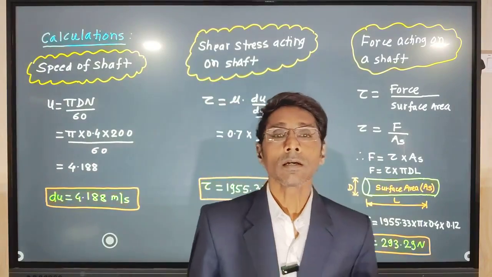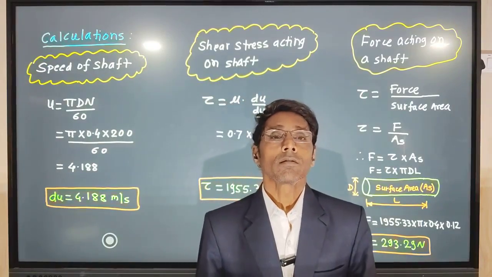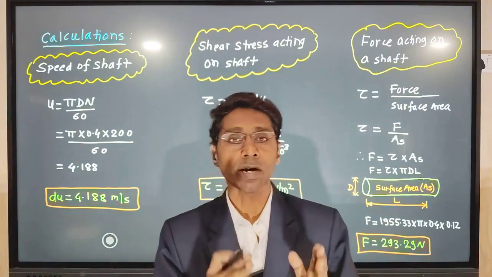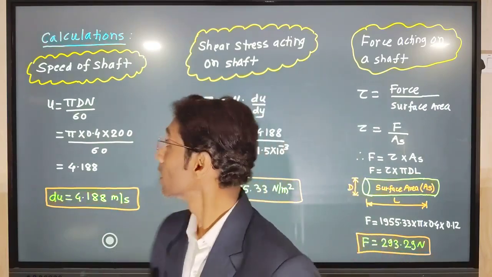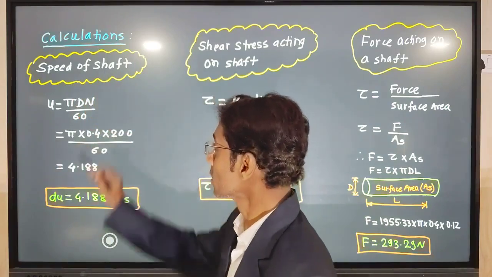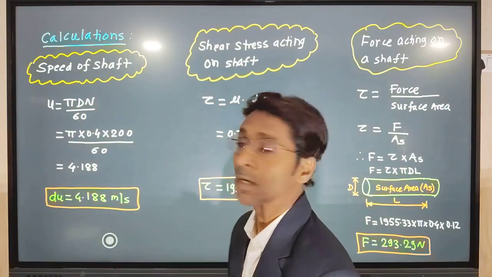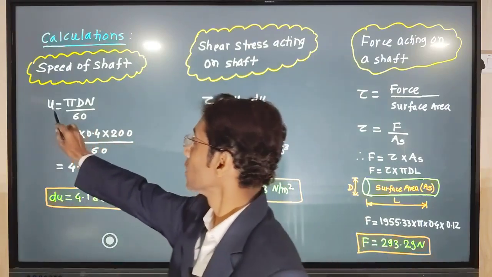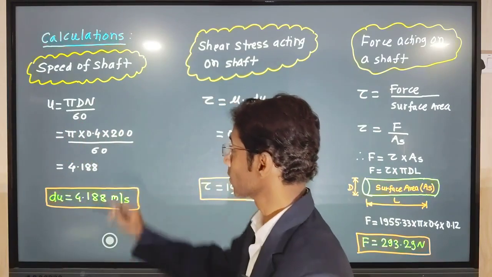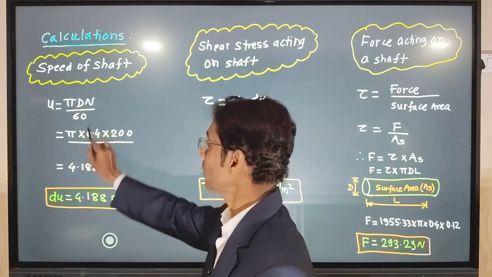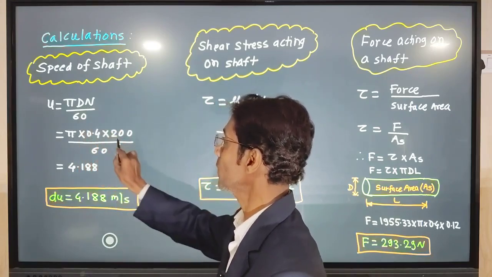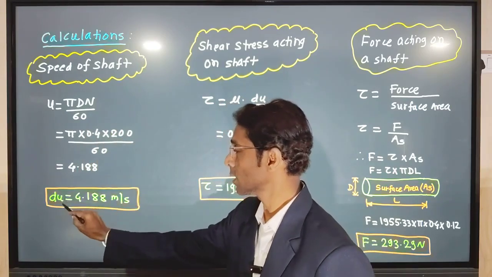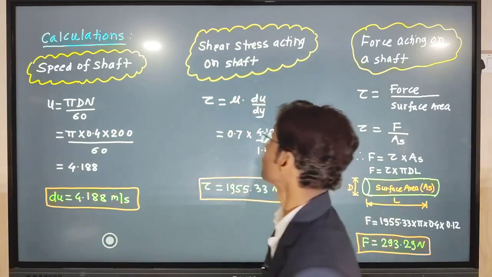Now, Newton's law of viscosity says shear stress is equal to mu into du upon dy, so we have to find the elements of this formula. First of all, we calculate the speed of the shaft in meter per second. We use the relation between rotary speed and linear speed, u is equal to pi DN by 60, putting in the diameter of the shaft in meter and the speed in rpm. After the calculation, we find the value of du, the change in velocity, in meter per second.